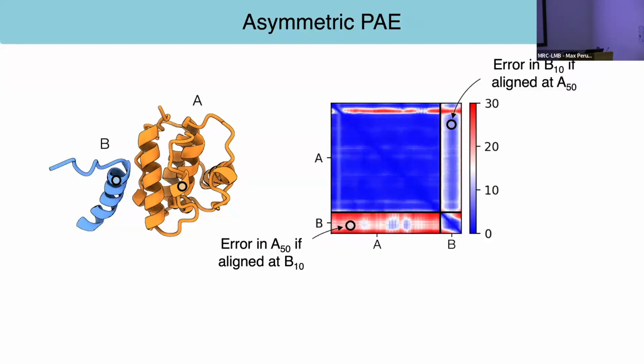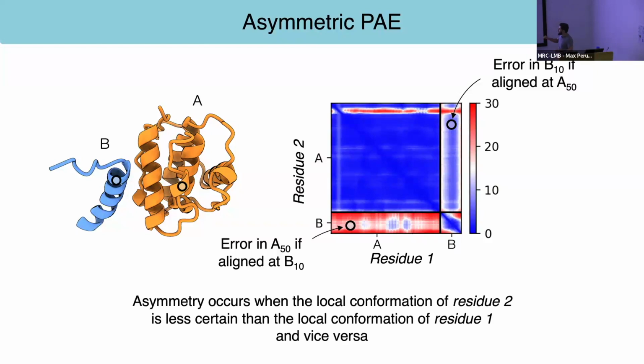So let's say A, what's the error in A if we align things at B? And we're not very confident when we align those things. But what is the error in B if we align at A? Somehow it is confident. And it turns out it's because the local conformations of one are less certain than the local conformation of the other, and that somehow leads to this difference.